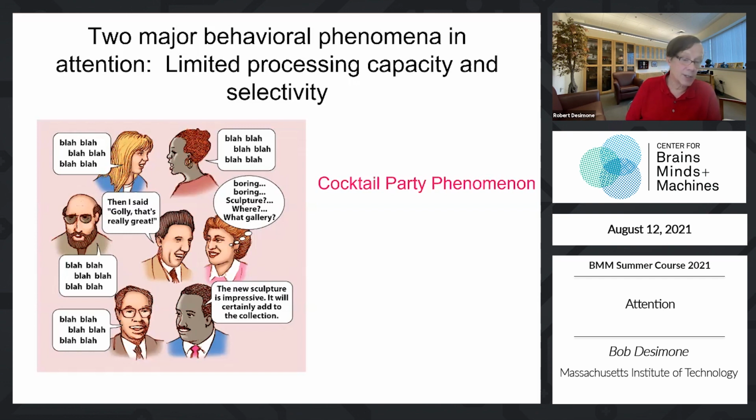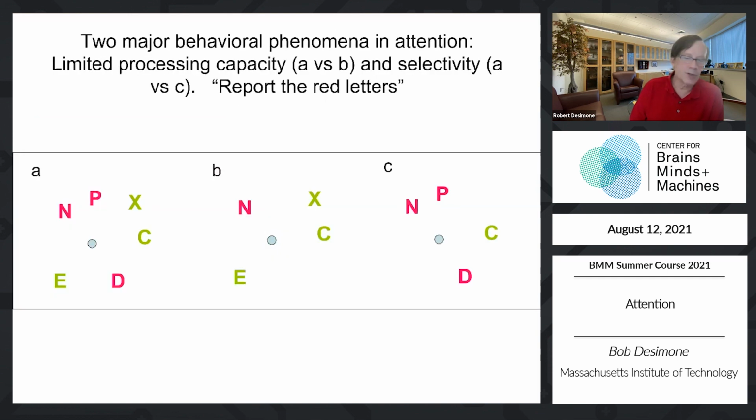Now, psychologists would love to study attention just by going to cocktail parties. However, they usually take these phenomena into the laboratory and try to study them. And in the laboratory, there are lots of elaborate tests, but many of them follow the principles that are demonstrated here, which is what happens when you just flash a bunch of letters on the screen and ask people to do something like report the red letters.